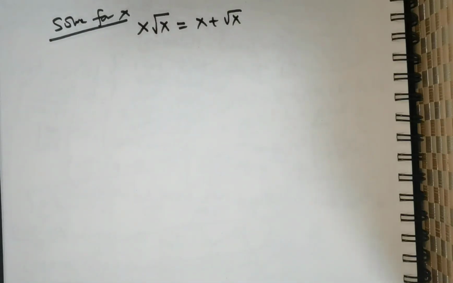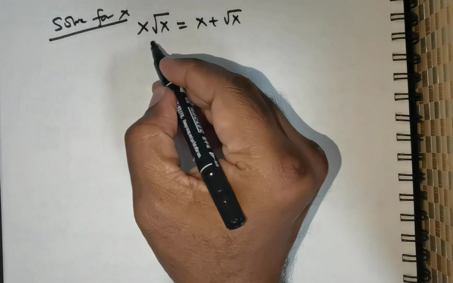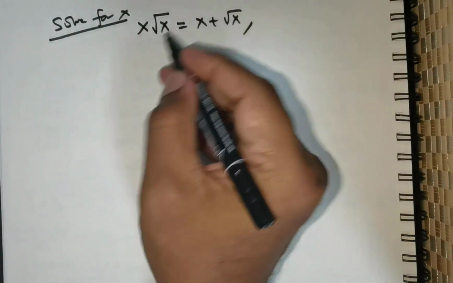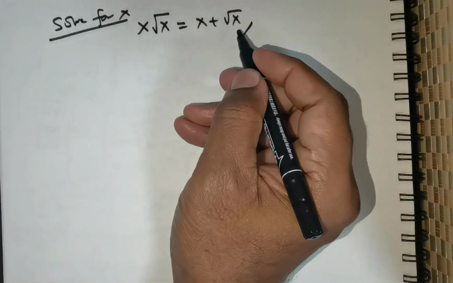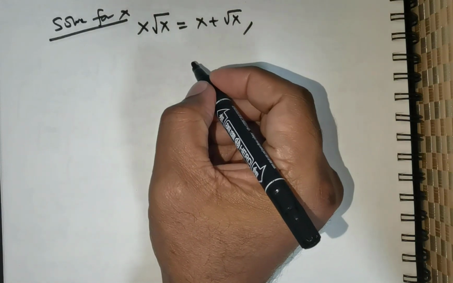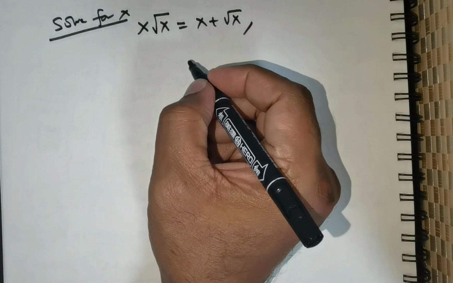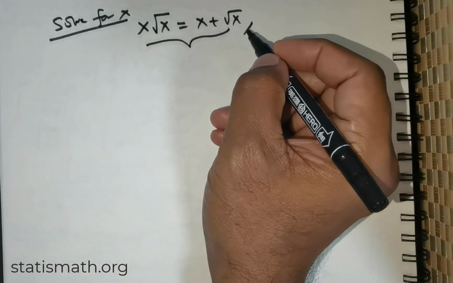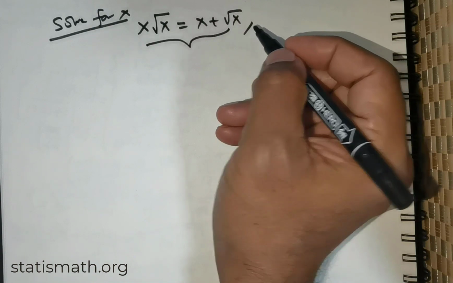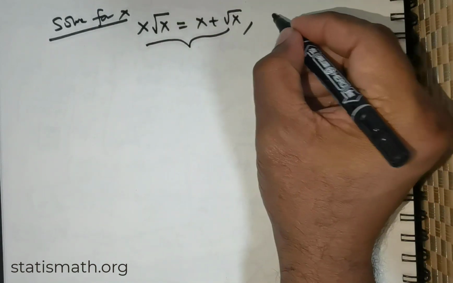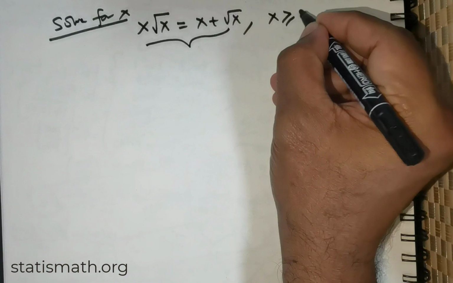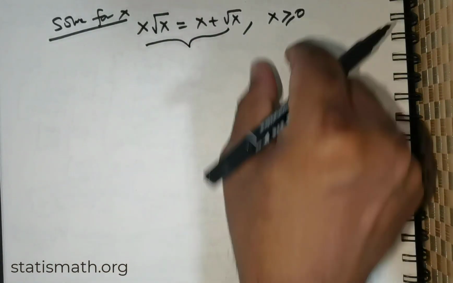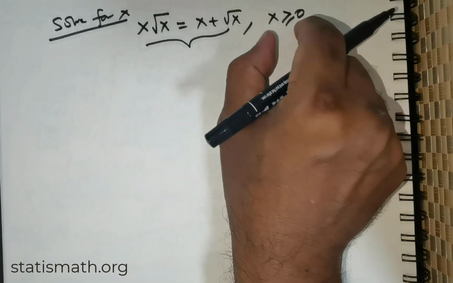Hi everybody, we have been given this question: x into root of x is equal to x plus root of x. We are expected to find all values of x that satisfy this equation. In other words, we are required to find only those values of x for which this equation holds good. So we have to take that into account. Now clearly from this equation I can state that x should be greater than or equal to 0. If not, the system will not hold good. So this is the first inference that I have got.